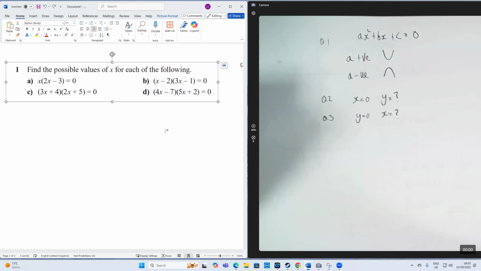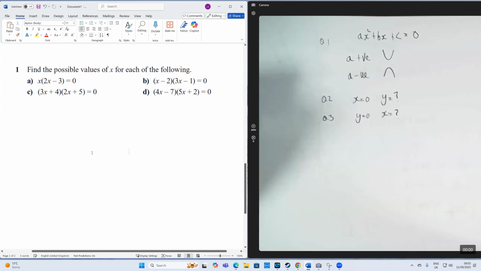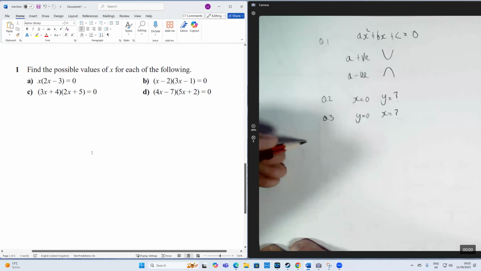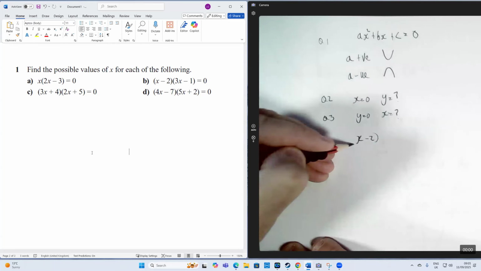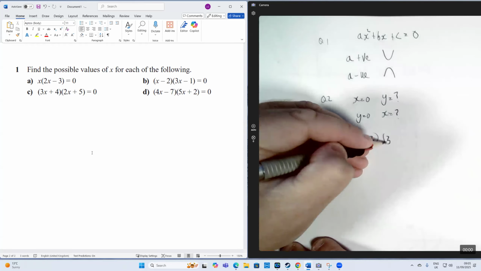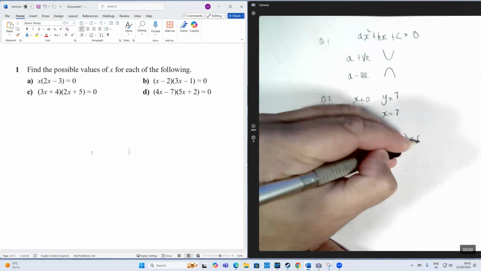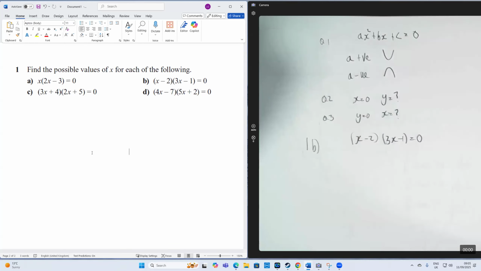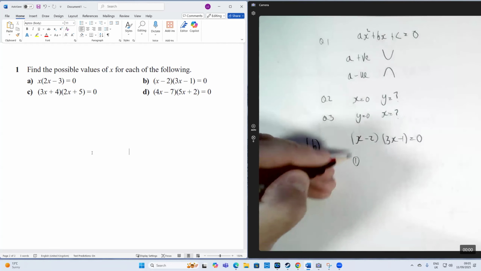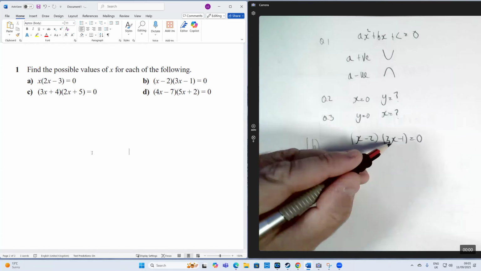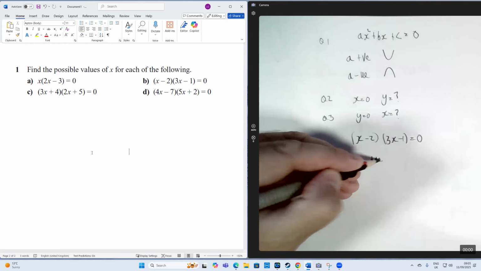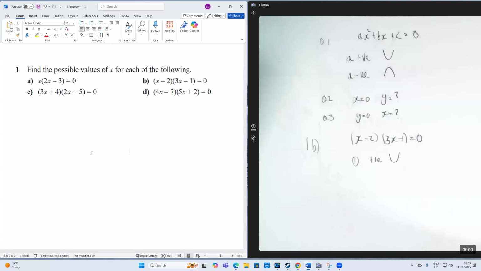So let's look at our first one, okay? In fact, no, you know what? Let's do 1b. I think 1b might be easier to look at. So we have here x minus 2 times 3x minus 1. And as I said before, the first thing you would have to do would be to factorize it, okay? But having factorized it, we're going to ask our three questions. The first question is, what's the coefficient of x squared going to be? In this case, it's going to be 3x squared, which is positive. So it's going to be a smiley one.